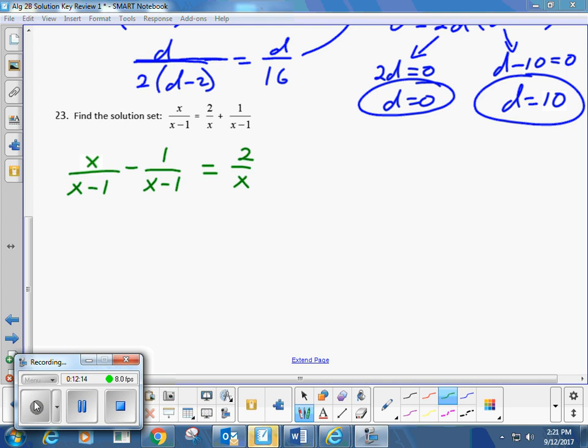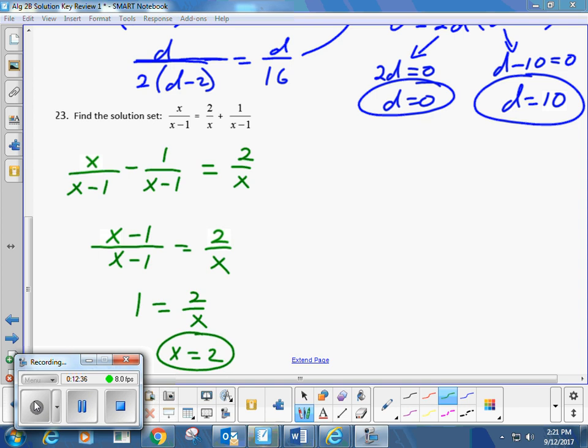Now, at this point, I have two fractions that already have the LCD, and they're on the same side of the equation. So look what I've got here. I've got x minus 1 on top, and I've got x minus 1 on the bottom equals 2 over x. Well, this whole thing's just a big 1. So I've got 1 equals 2 over x. And I can cross multiply and say x equals 2. And that was kind of easy. But we can do it the other way too, and it'll work out the same way.